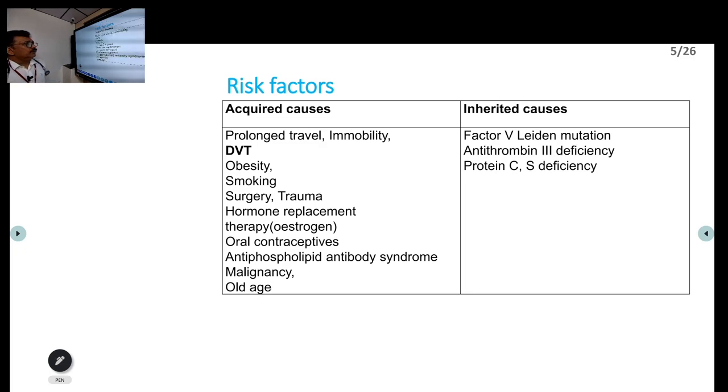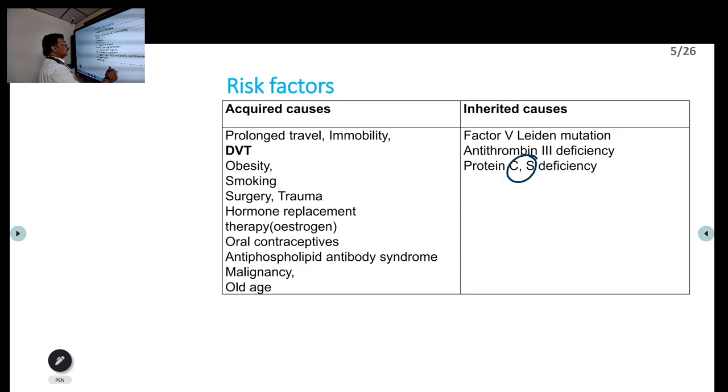Now there are a lot of risk factors for pulmonary embolism. Many are acquired, some are inherited. We will see inherited first. Factor V Leiden mutation, antithrombin III deficiency, protein C and S deficiency. These are the three important conditions here. There are a lot of other conditions also, we don't go to that area now.